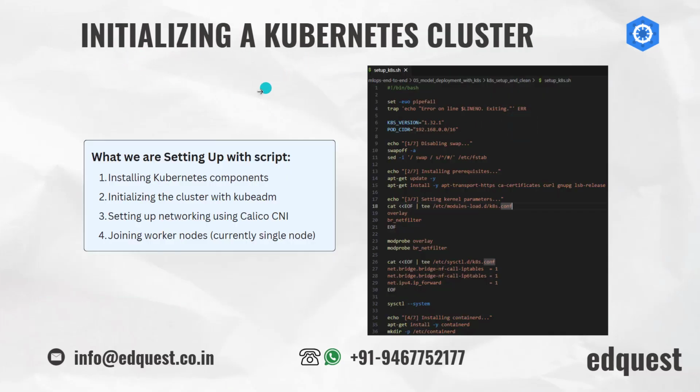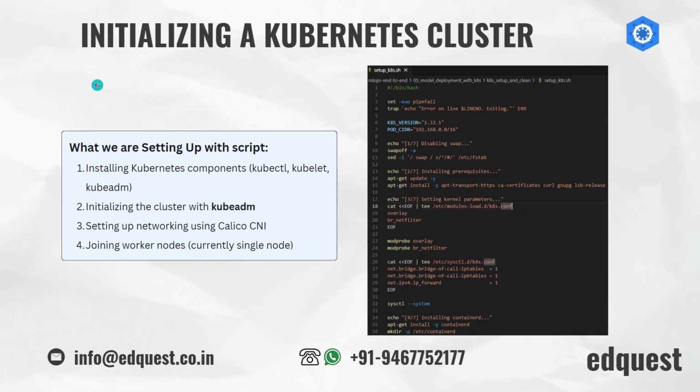Initializing a Kubernetes cluster. What we are setting up with the script: installing Kubernetes components like kubectl, kubelet, kubeadm, initializing the cluster with kubeadm, setting up the network CNI using Calico, and joining worker nodes. Currently we have a single node. So let's jump into the script.